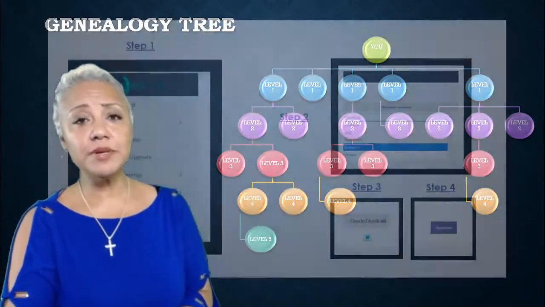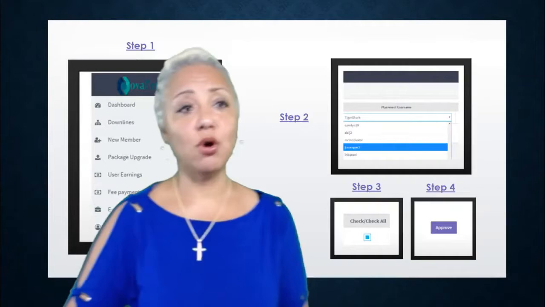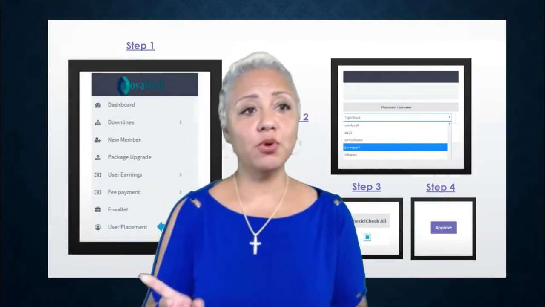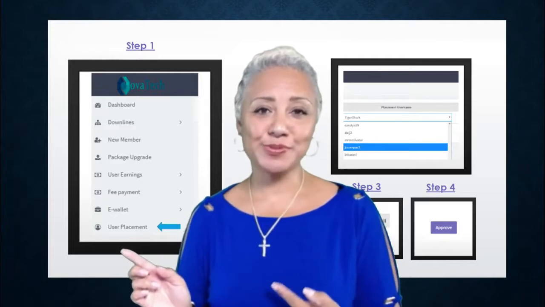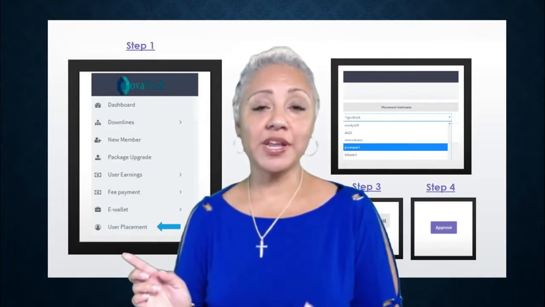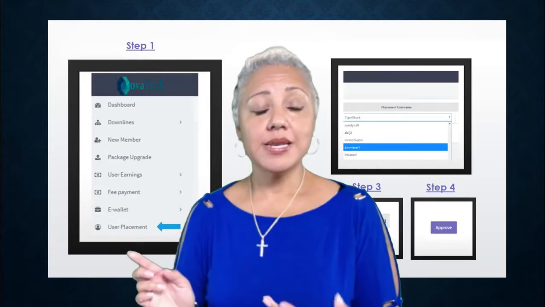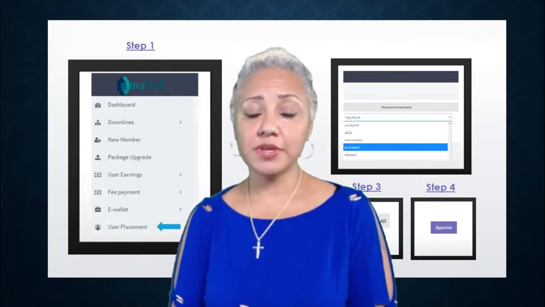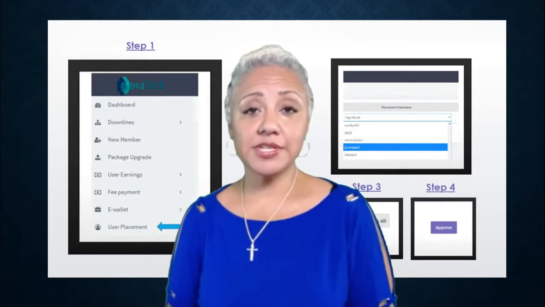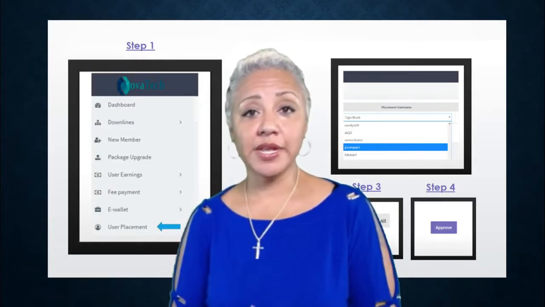Now, when you enroll somebody, they go into what we call a holding tank. In your menu, you'll see here an option that says user placement. That's where you would go to find anyone who enrolled underneath you. Now, very important, they stay in that holding tank for only a period of 48 hours, but that allows you enough time to check your tank daily and see if there's anybody in there that needs to be placed.